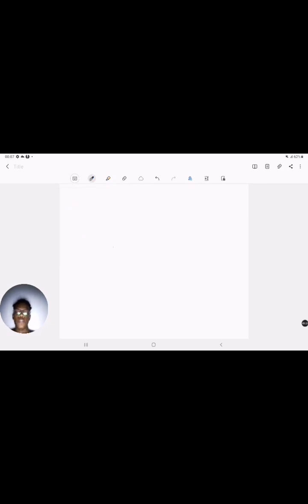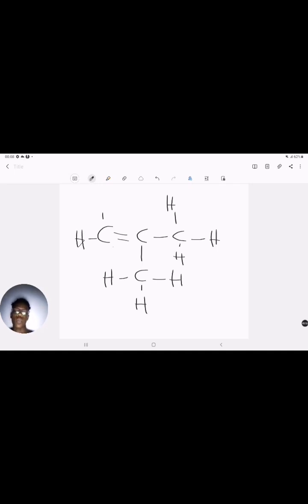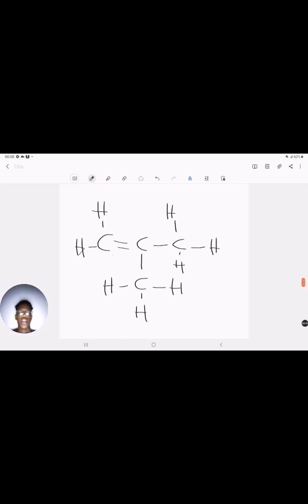Okay, so if I've got this, and this, and this, and this, right? That's that. Remember, 4 bonds around every carbon atom. There. Let's name this thing. Same procedure. How do we name this thing?